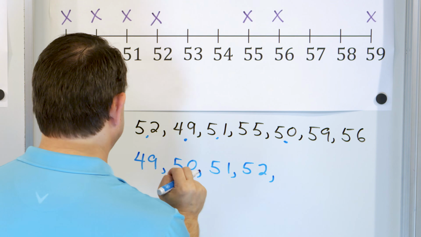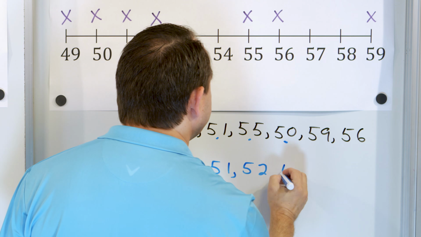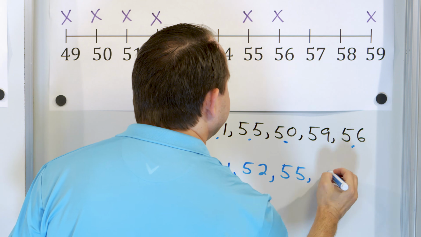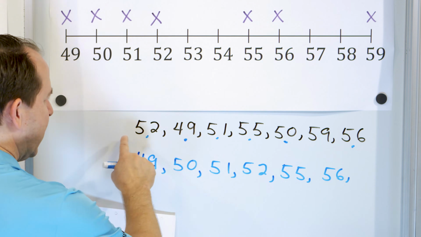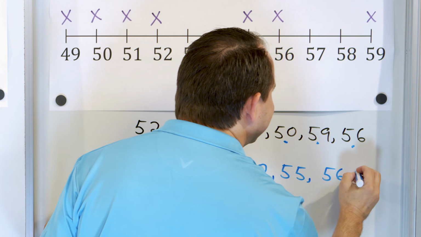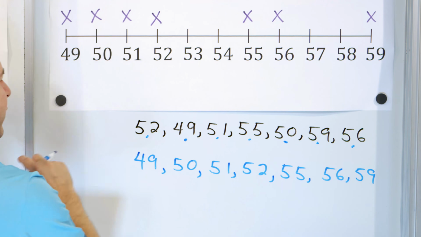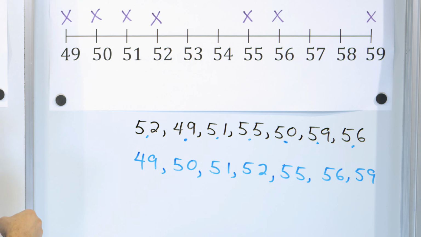What do I have after 52? I have a 55. That's the next largest one. And then I have 56 right here, and the only one left is 59. See, I put these dots under here to show me when I've written one down, so I always make sure that I catch them all.